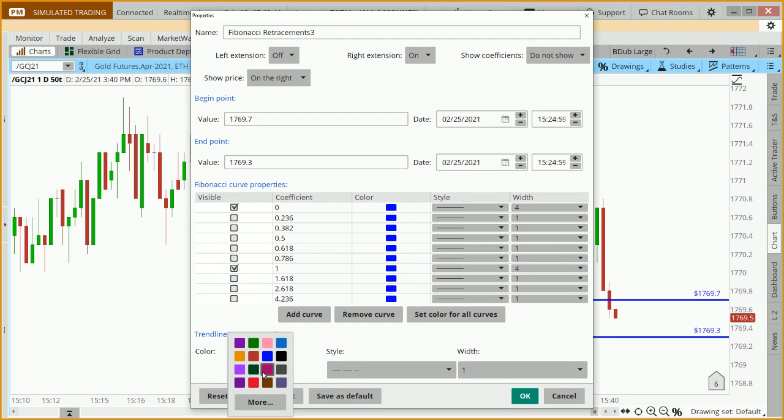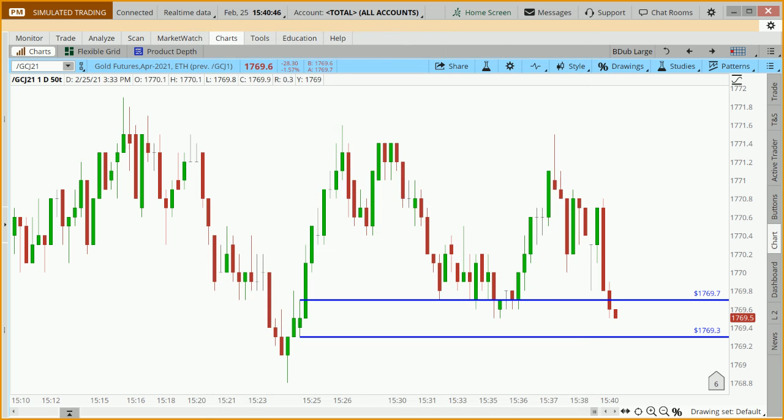Let me fix this so you can see the wicks. There we go. So when prices were originally in this area, they left, but there was nobody willing to sell to these buyers that wanted to buy the contracts. So in order to attract a seller, the buyers had to raise their price dramatically, and that's what happened.